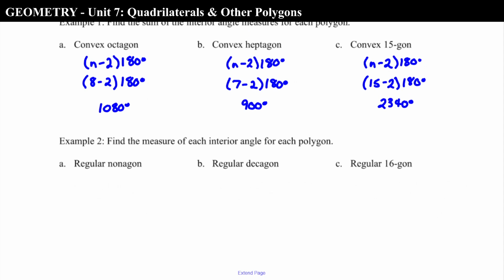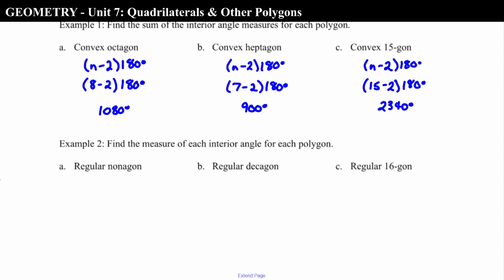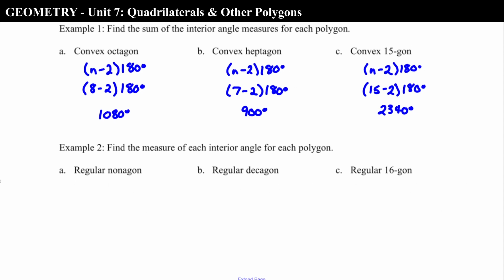All right, moving on to example 2. Let's find the measure of each interior angle for each of these polygons. For each, if it's regular, we know that all the angles are going to be the same. For a regular nonagon, we're going to take n minus 2 times 180 to find the sum of the angles. And if we want to find what each angle is, we divide that by the number of angles, which is n.